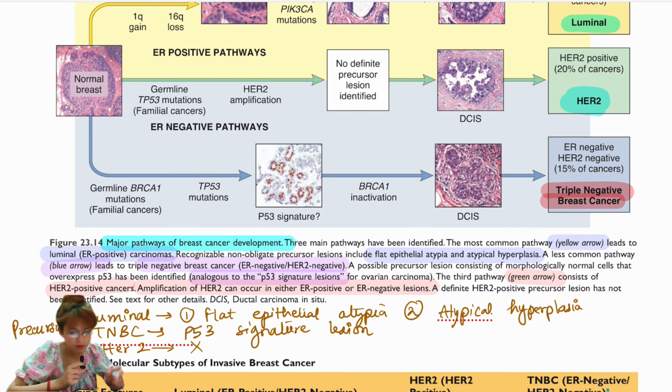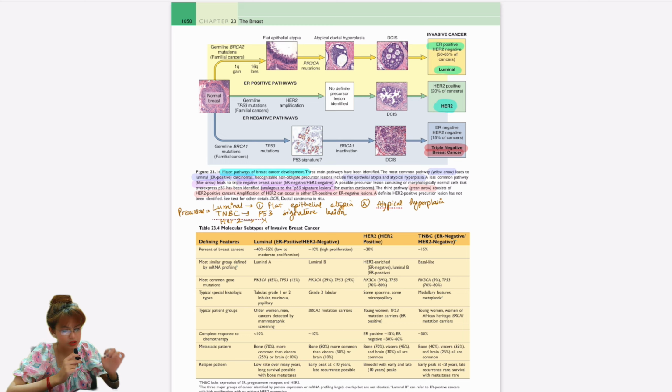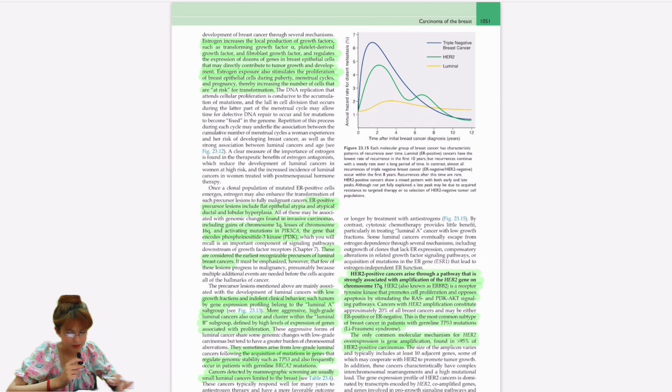And if you talk about triple negative breast cancer, then there is a BRCA1 mutation which is accompanied by TP53 mutations, which will lead to the p53 signature lesion, after which there is going to be BRCA1 inactivation leading to DCIS and ultimately leading to triple negative breast cancer. So this part is very important, and I've also gone through this very important chart.